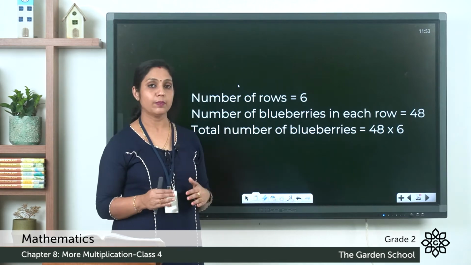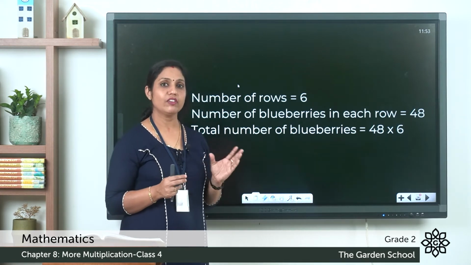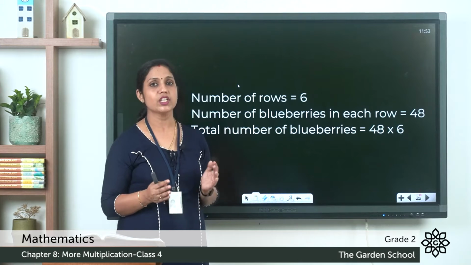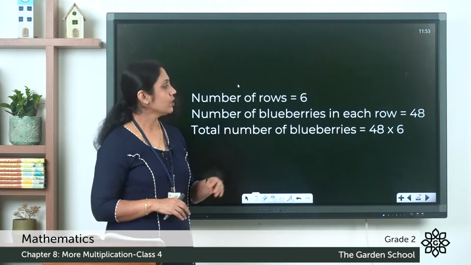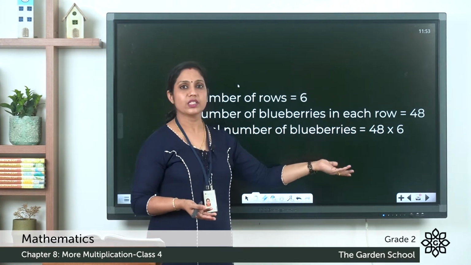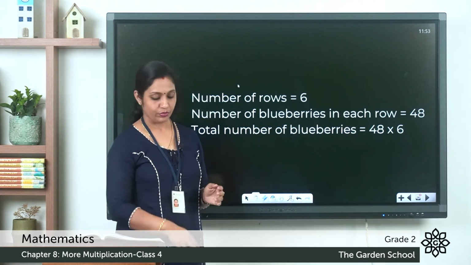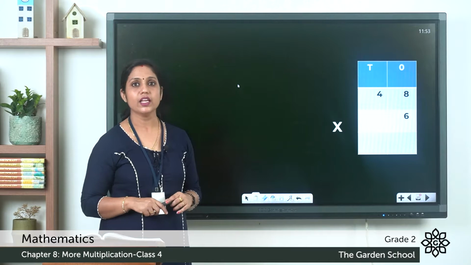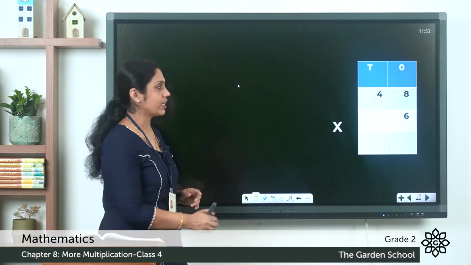We have learned the multiplication fact that even if the order of the numbers is changed, the product will remain the same. So, 6 into 48 or 48 into 6, we get the same answer. So, now let's multiply 48 into 6.